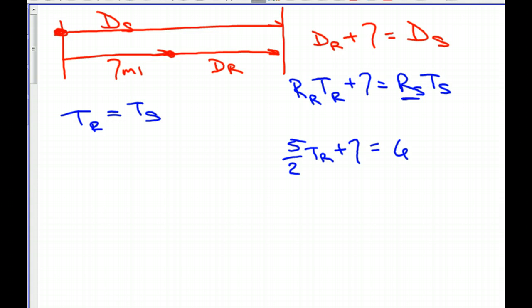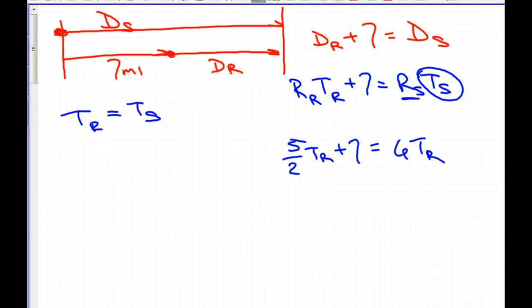So 5 over 2 times the time that Robin Hood was on the trail, plus 7, equals 6 times the time that the sheriff was on the trail. Now we have 2 variables. But since they're equal, I just changed both of them to TS. We can either change them both to TS or TR, it doesn't matter, because the T is the same. All right, so at this point, we can figure out what TR is, but we have a fraction there.